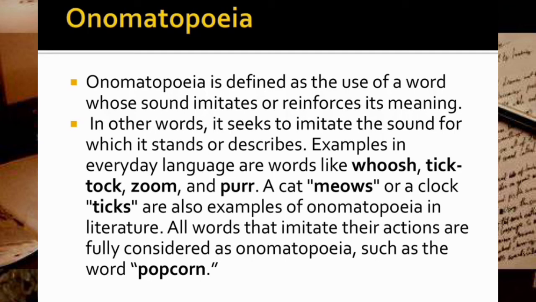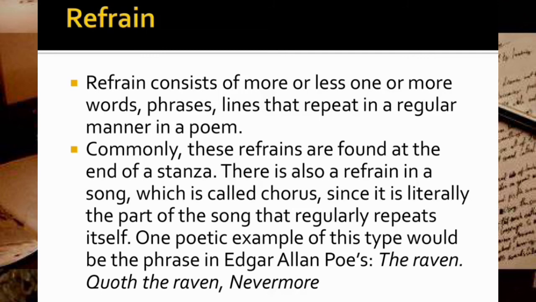The last type of sound in poetry is called refrain. Refrain consists of one or more words, phrases, or lines that repeat in a regular manner in a poem. Commonly, these refrains are found at the end of a stanza. There is also a refrain in a song, which is called the chorus, since it is literally the part of the song that repeats itself in a regular manner.